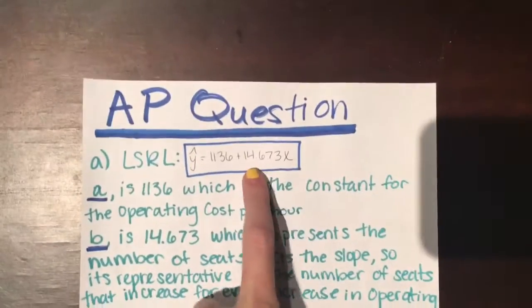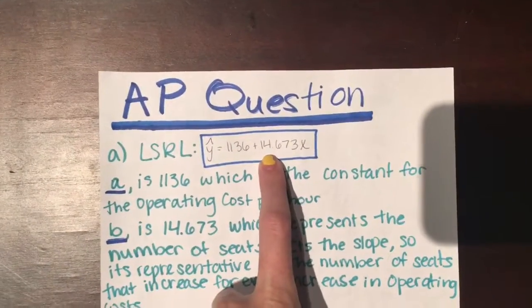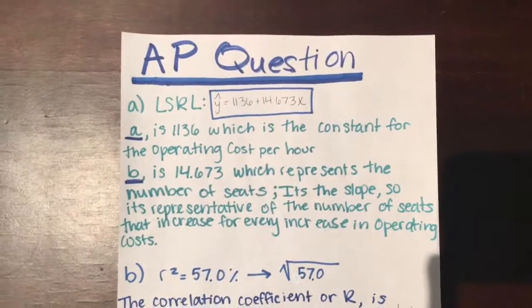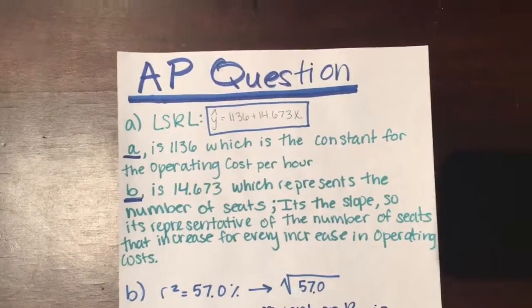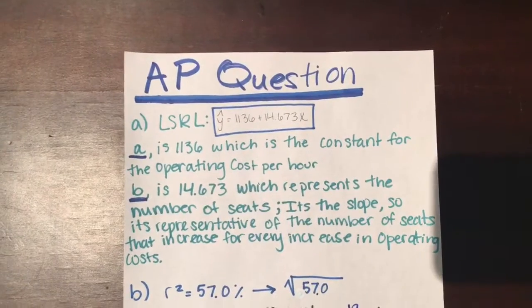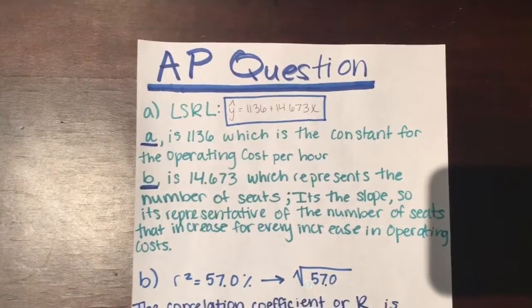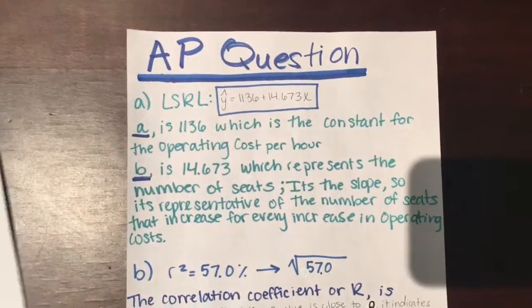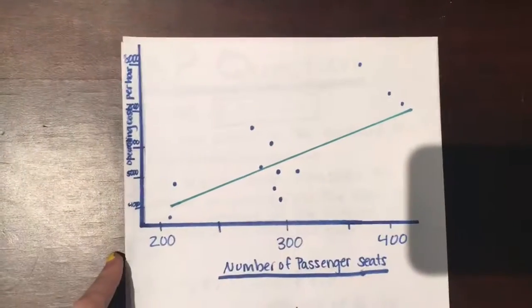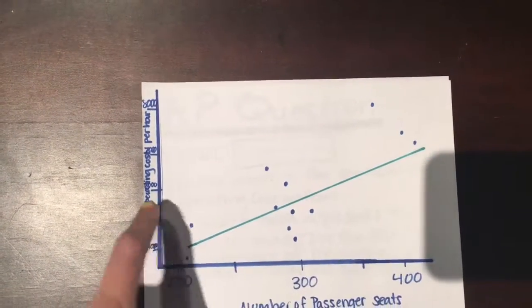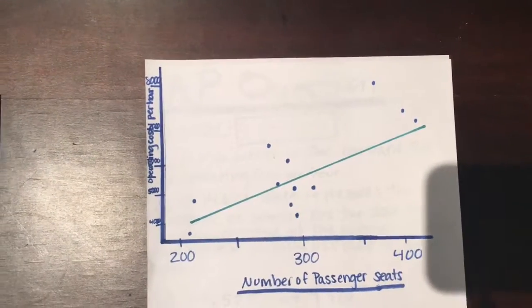A is 1,136, which is the constant for the operating cost per hour. And B is 14.673, and it represents the number of seats. It's also the slope, so it's representative of the number of seats that increase for every increase in operating costs, and you can see that in the scatter plot. So for every time this increases by 14.673.